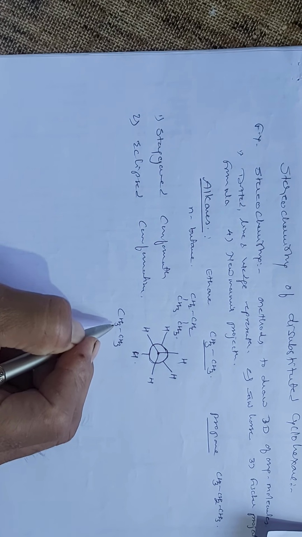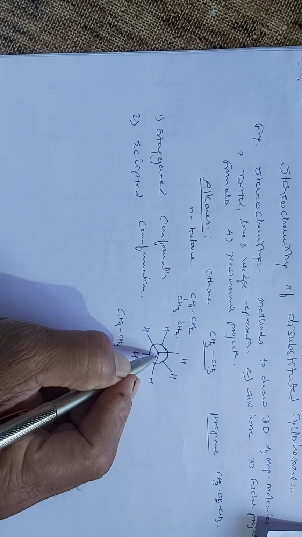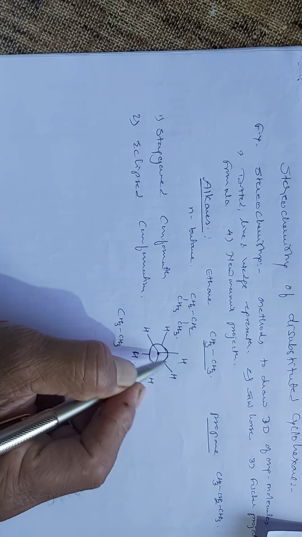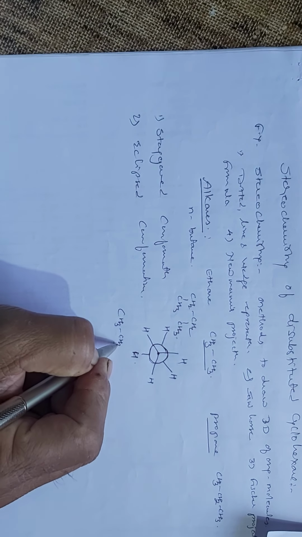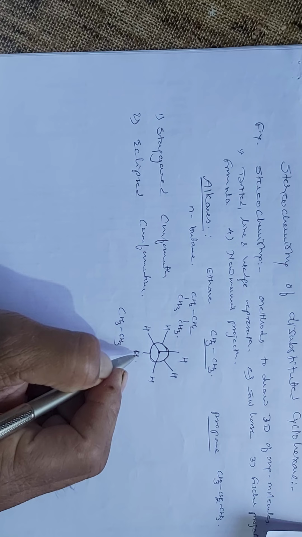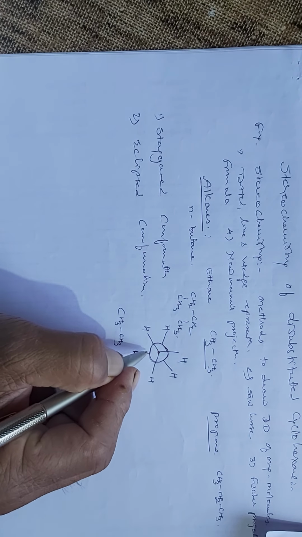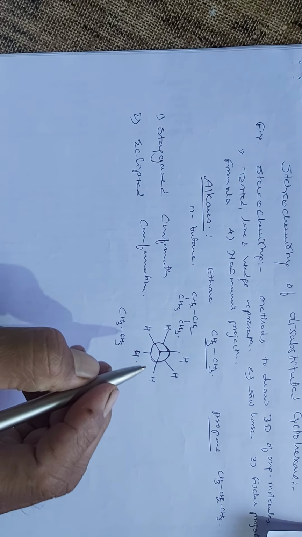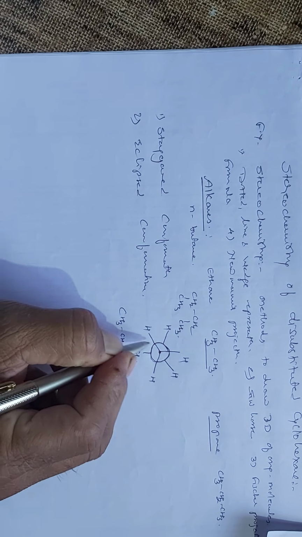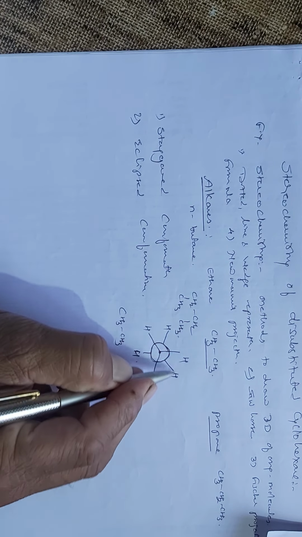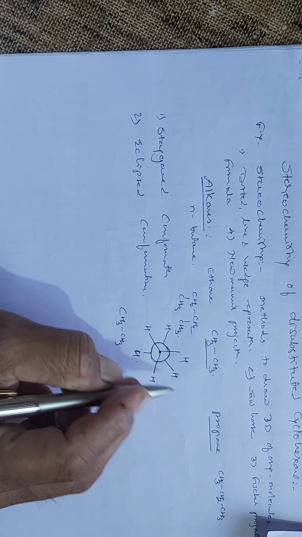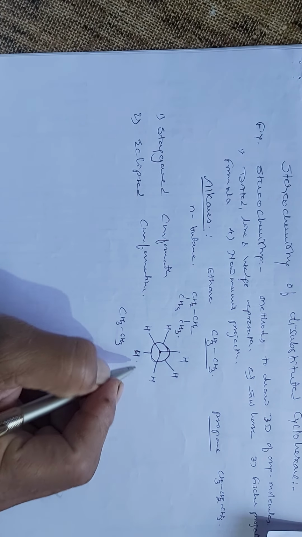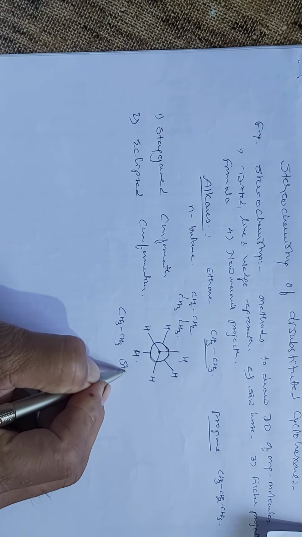The lines joining the center of the circle are the bonds of the front carbon atom, and these three bonds which are up to the periphery of the circle are the bonds of the rear carbon atom. So in this way we are able to view the molecule. And this situation, where the non-bonded hydrogen atoms are away from each other, is termed as your staggered conformation.